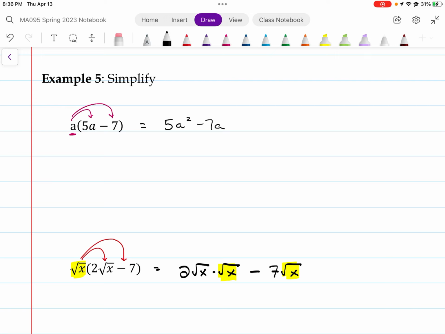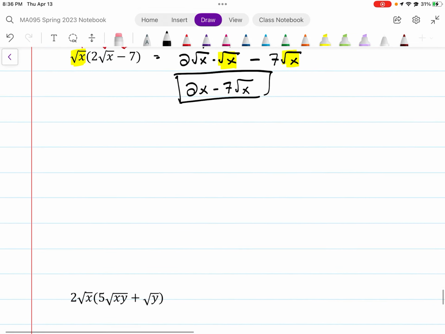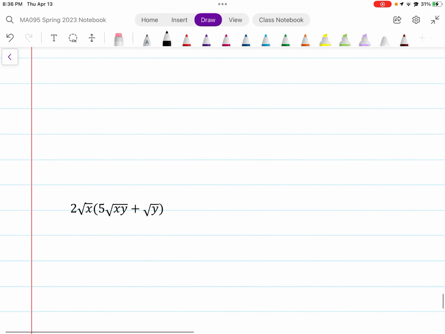All right, so square root of x times square root of x is square root of x squared, right? So these two right here become square root of x squared, or another way is square root of x times x. We've talked about that a lot already. That's just x. So we get 2x minus 7 square root of x. So be careful with these. There's a lot of places to mess up. All right, so let's try this one.